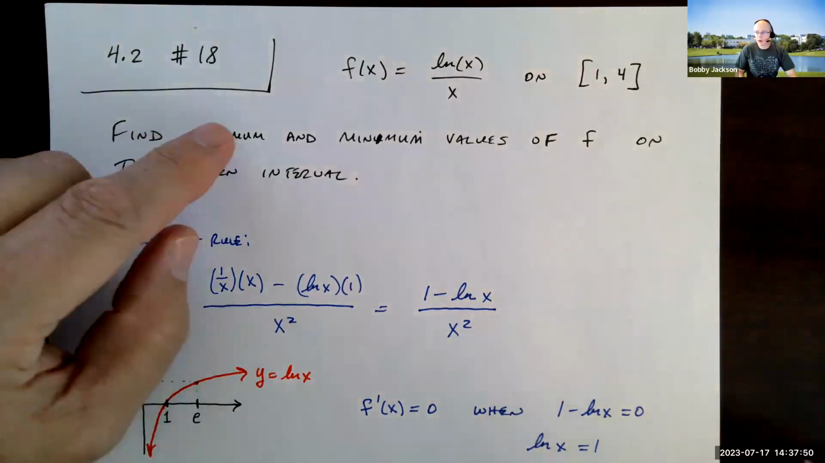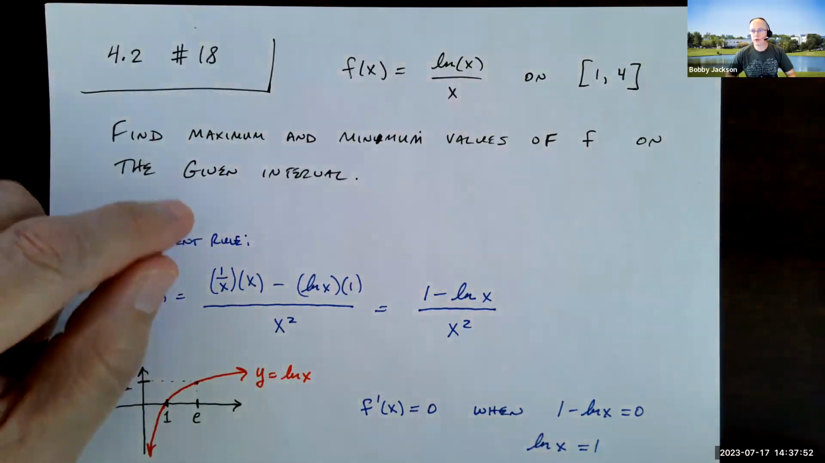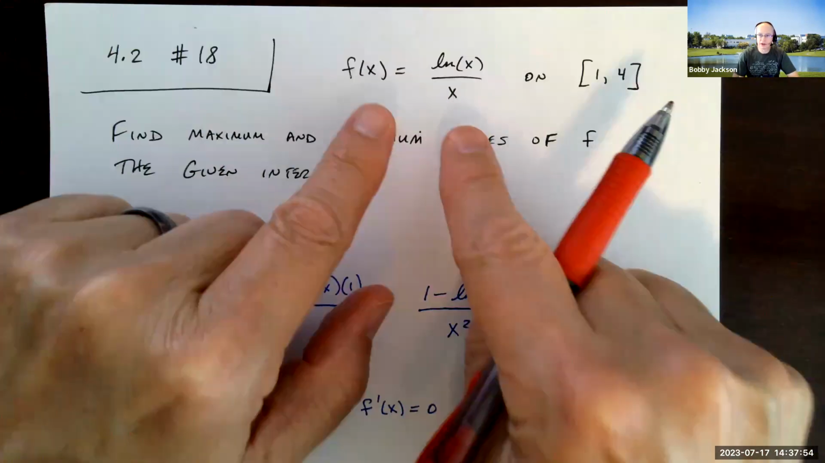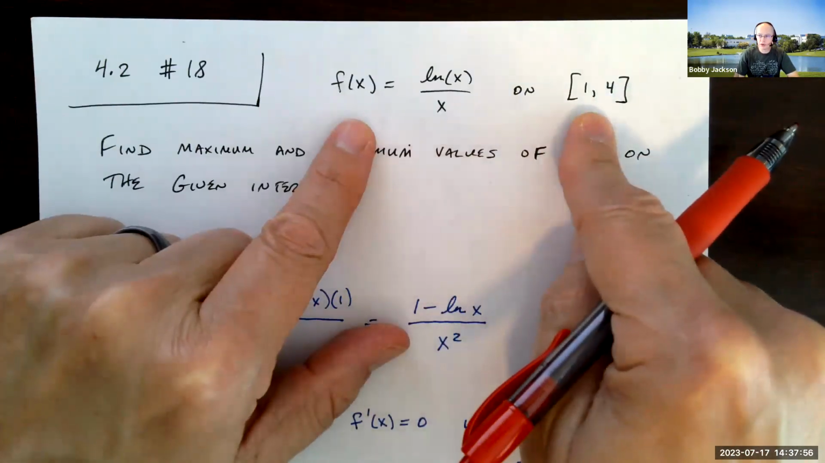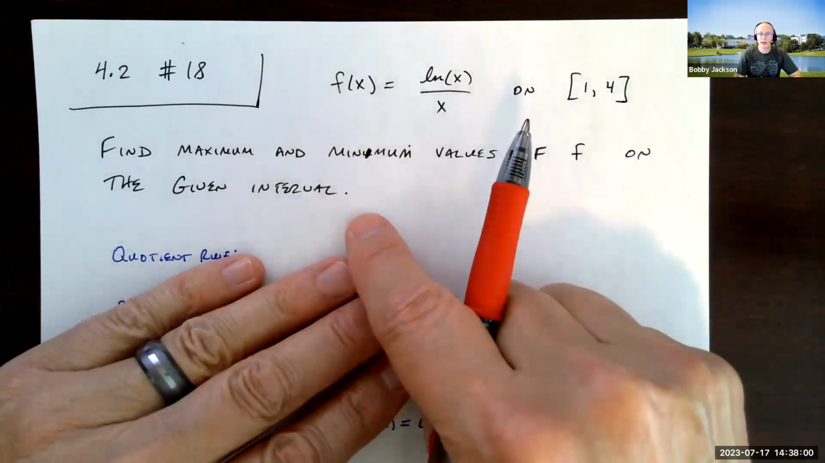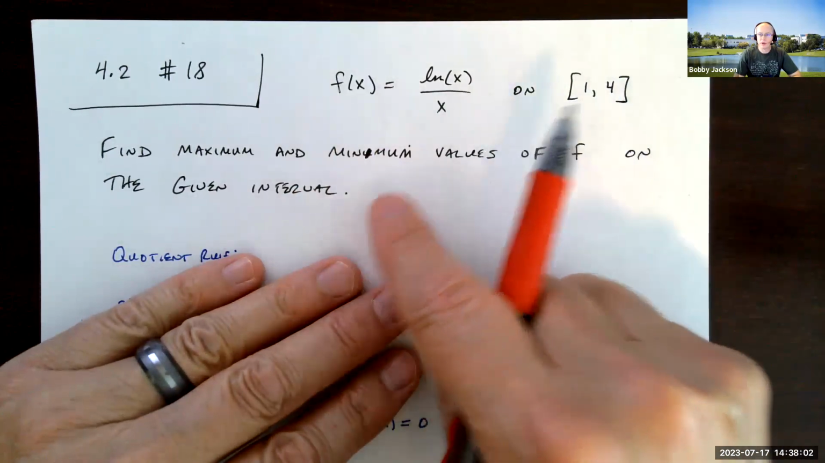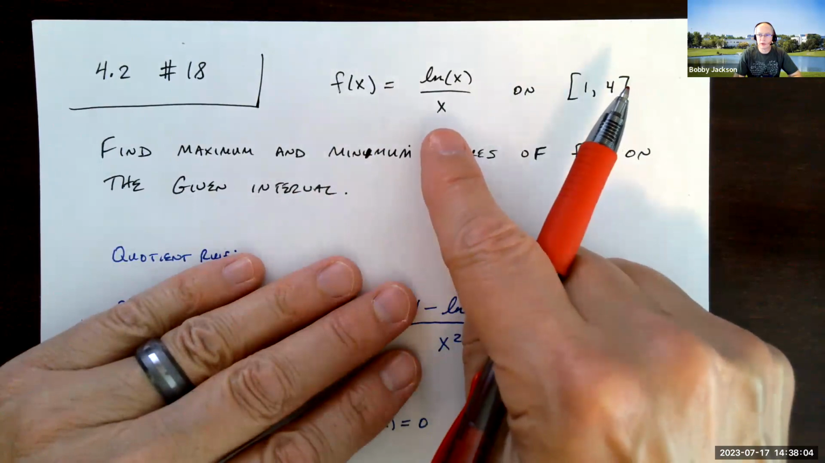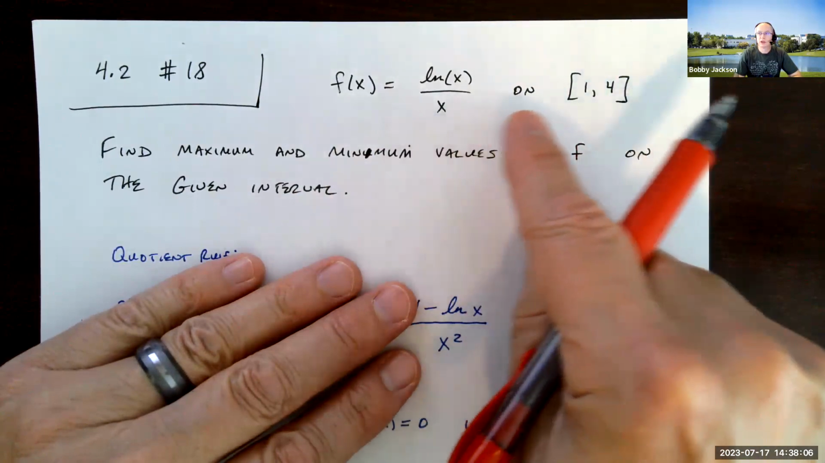Hey everyone, let's look at number 18 in section 4.2. We're given this function here and this closed interval. We're going to find the maximum and minimum values of the function on that interval. So the way we do this, of course, is this is a continuous function on this interval.